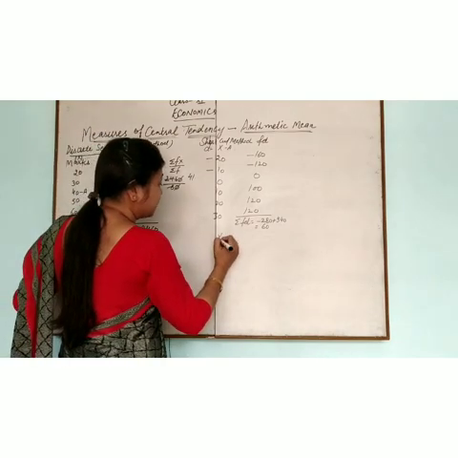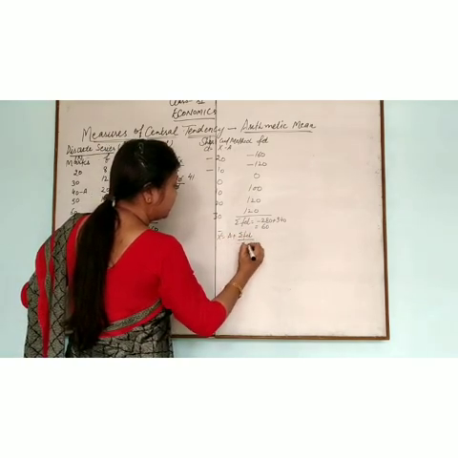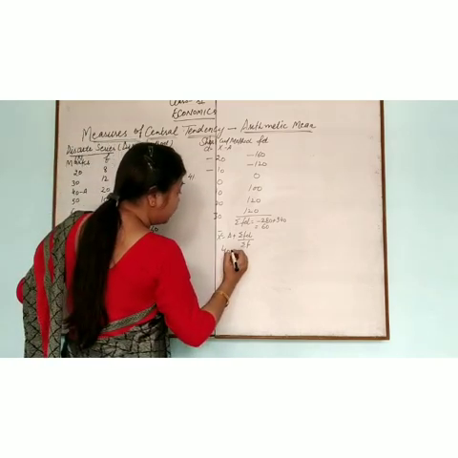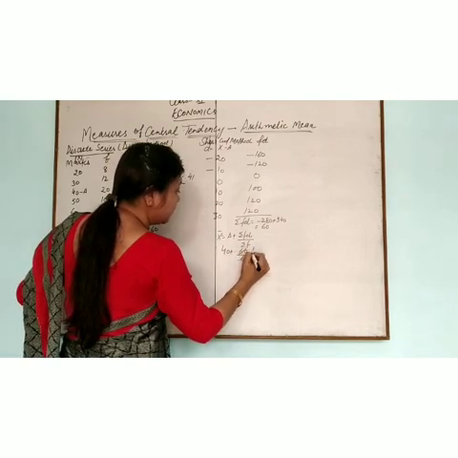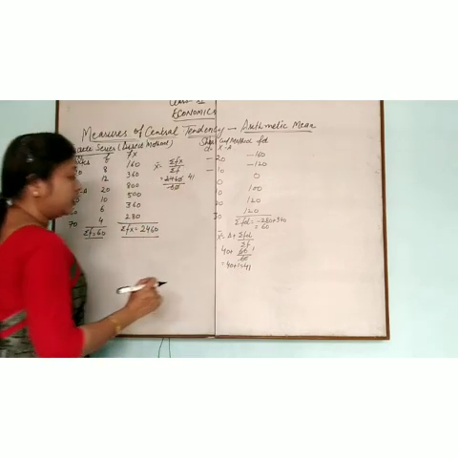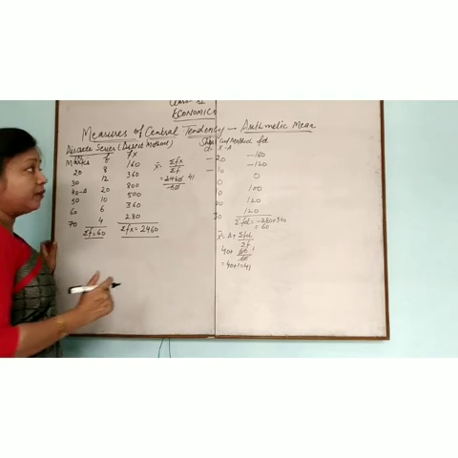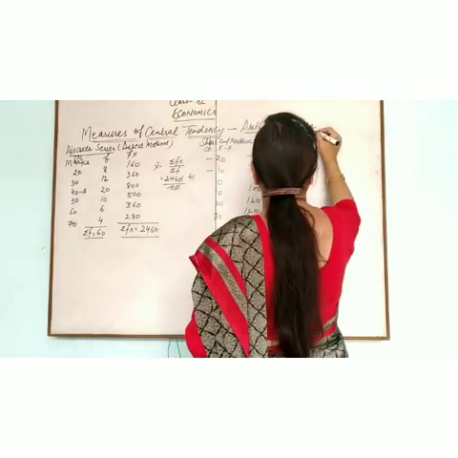Now the formula of x bar is equal to a plus summation fd upon summation f. Here we have assumed a as 40, plus summation fd is equal to 60, summation of f is equal to 60, that is equal to 1, then 40 plus 1 is equal to 41. This is our shortcut method. Same question we can solve with the step deviation method.